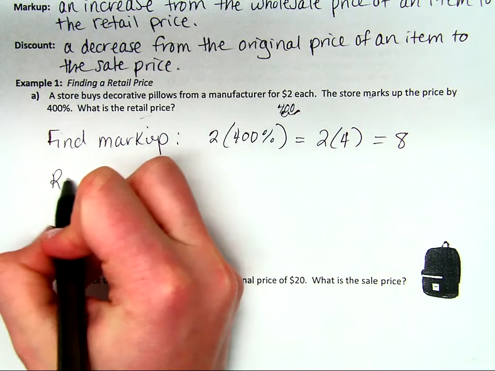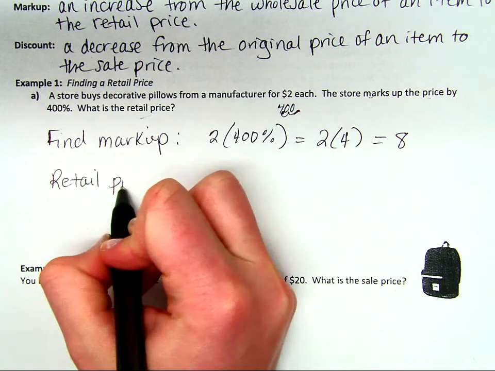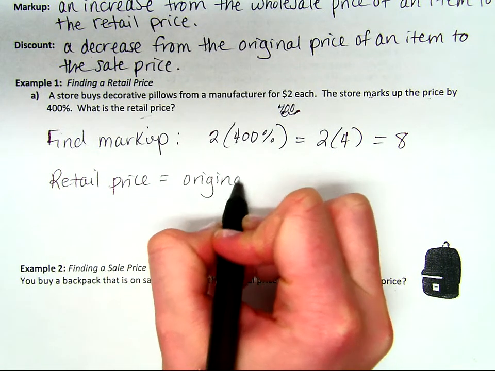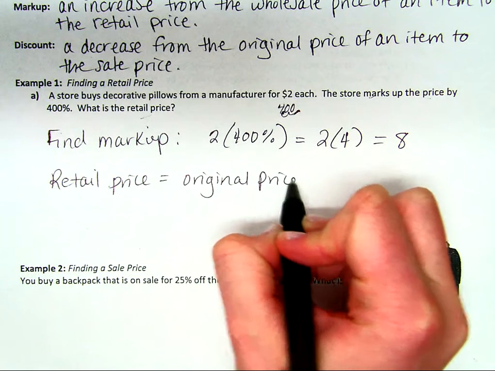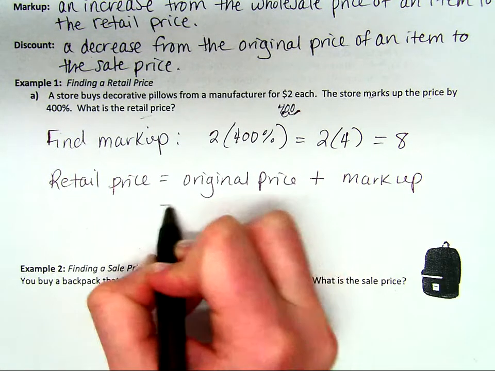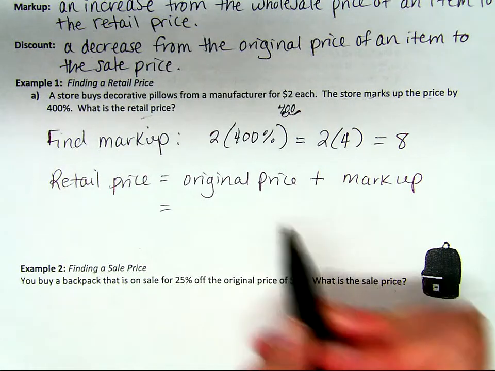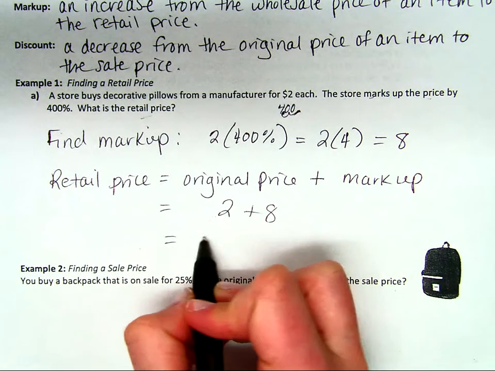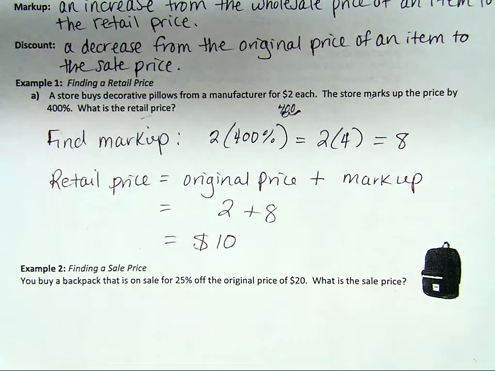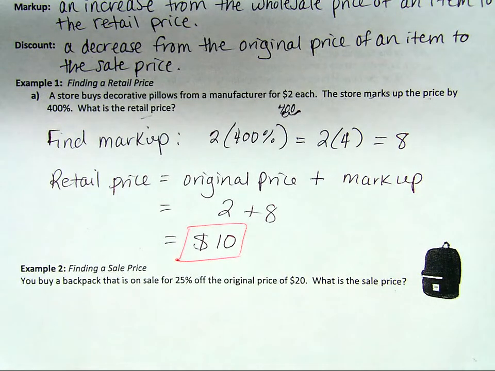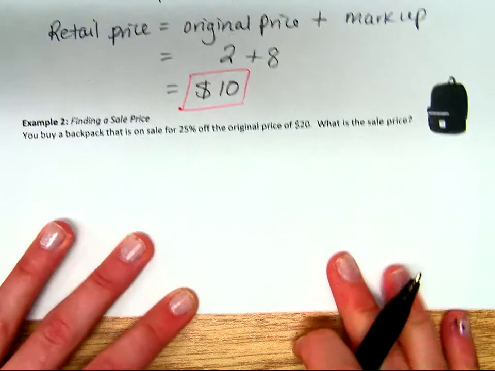So the retail price is going to be the original price plus the markup. So the original price is what the store is paid, so $2. They marked it up $8. So we would have to pay $10 for that pillow. It's a lot for a pillow. Well, kind of. Okay, next example.